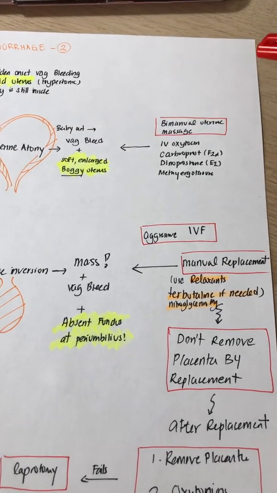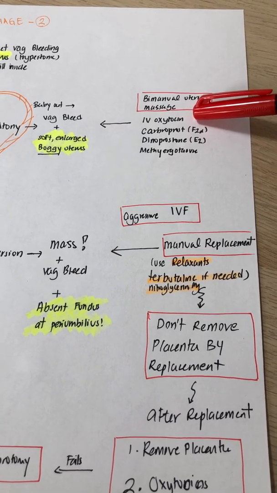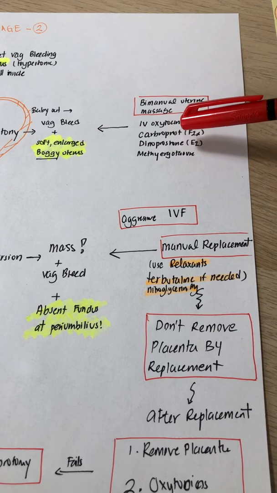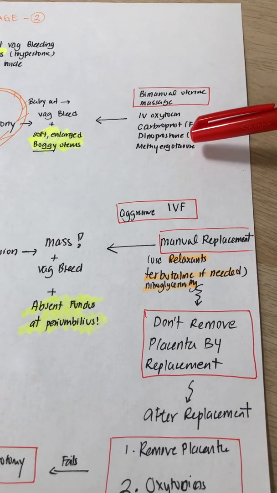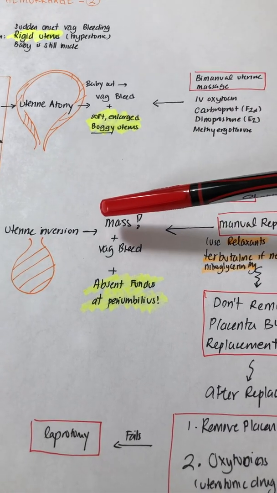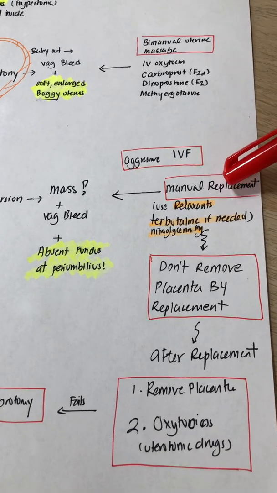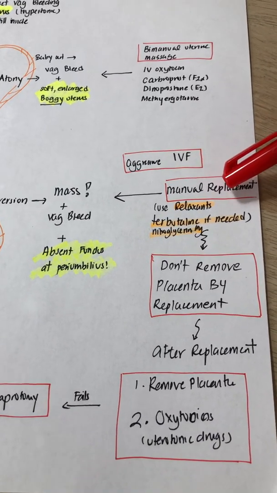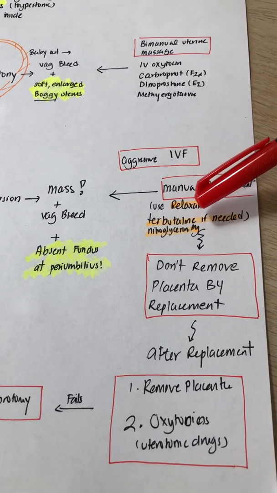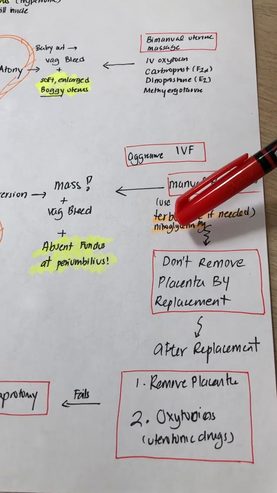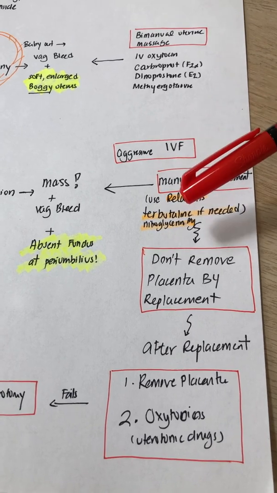So for uterine atony, we just talked about it. Massage, oxytocin, carboprost, dinoprostone, and methylergonovine. So the uterine contraction, right? And then for uterine inversion, if you see inversion, give fluid first, you try manual replacement first, right? So you try to push it back in, but if it doesn't work, then you need to relax the uterus. So you use terbutaline, nitroglycerin, any type of uterine relaxant.